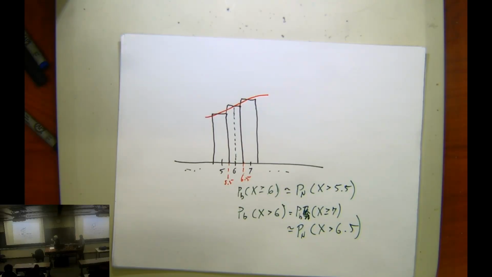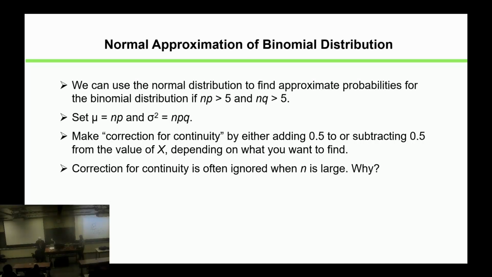Okay, so here's a part to think about. We'll come back to this, but when n is large, we often just ignore the correction for continuity. Maybe you already have an answer for that. What do you think might be the reason we ignore it when n gets very large?